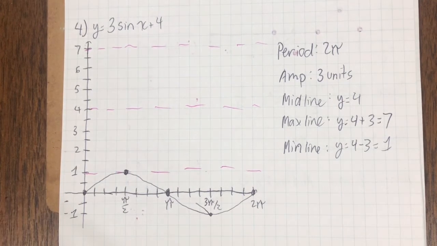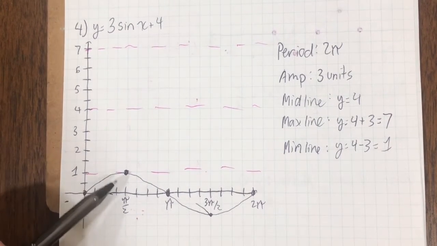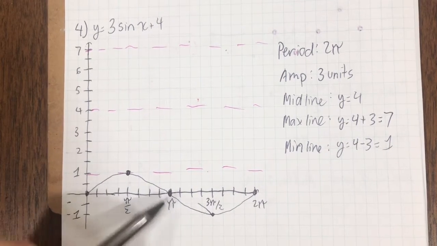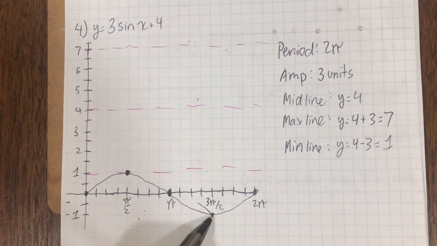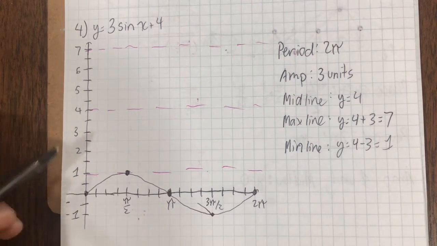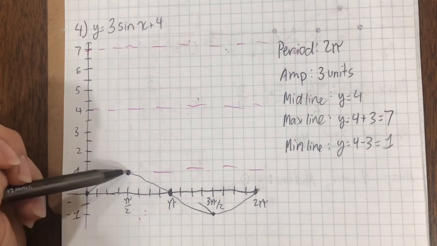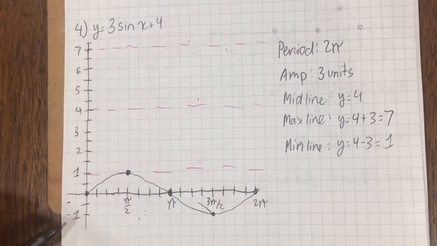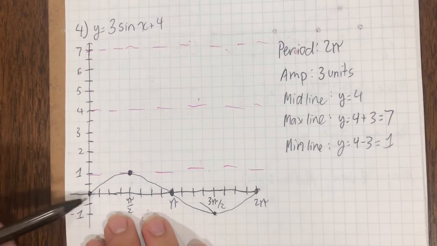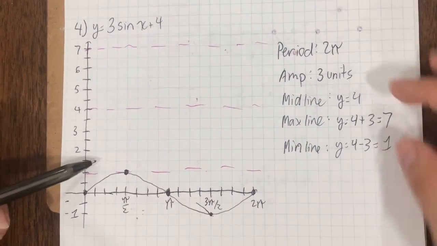So if we take a look, we see that we have 0, 0, pi over 2, 1, pi, 0, 3 pi over 2, -1, and 2 pi, 0. So this was a midpoint, a max, mid, minimum, and mid. So what I can do instead of making an x and y table is kind of match the original position to the new position for the new function based on this.